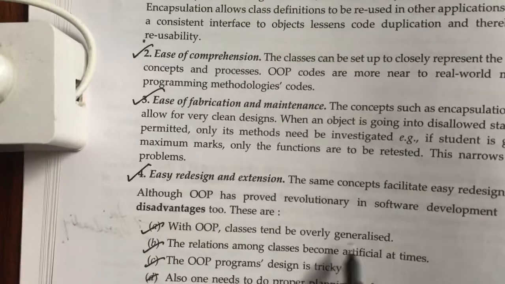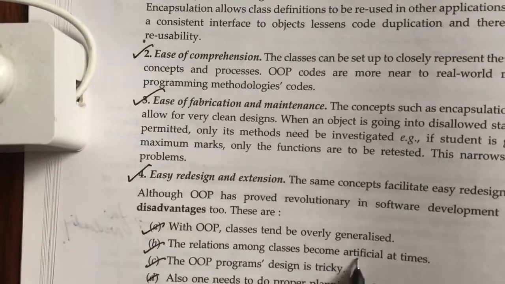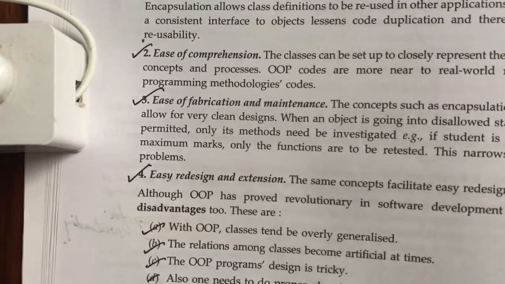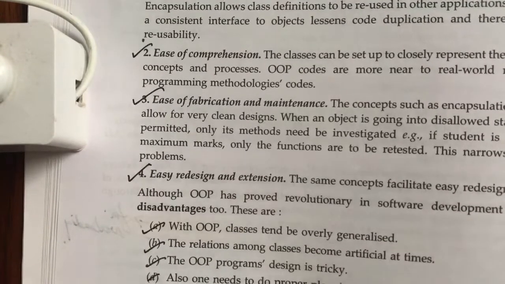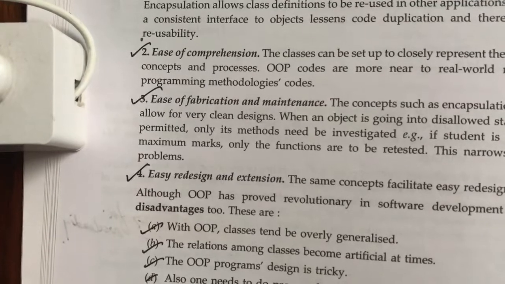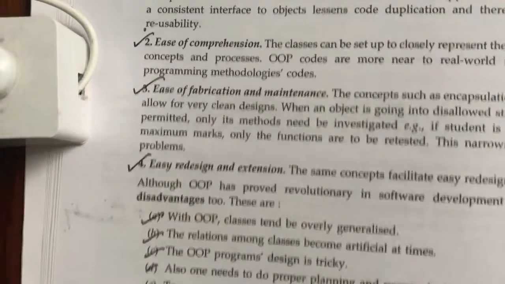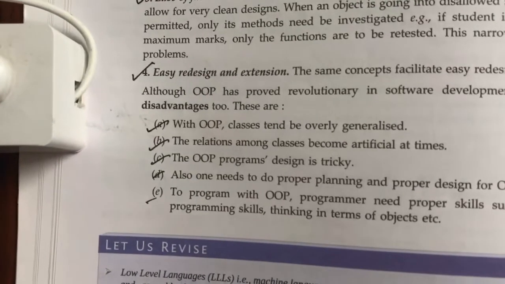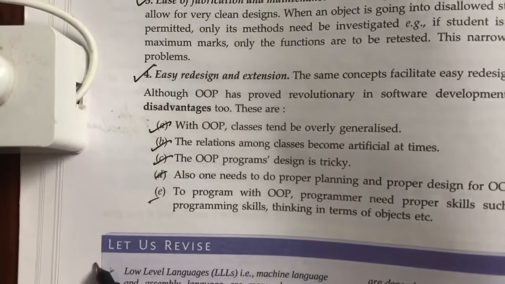Classes tend to be overly generalized. Relations among classes become artificial at times. It is tricky and needs proper planning, and to program with OOP, a programmer needs proper skills in designing and programming. So these are the points.